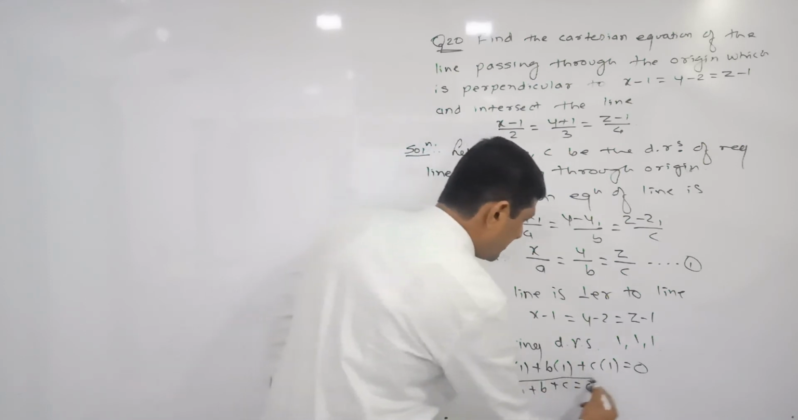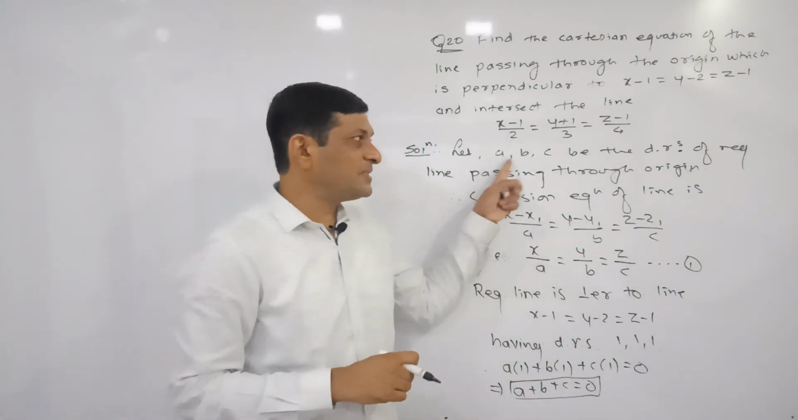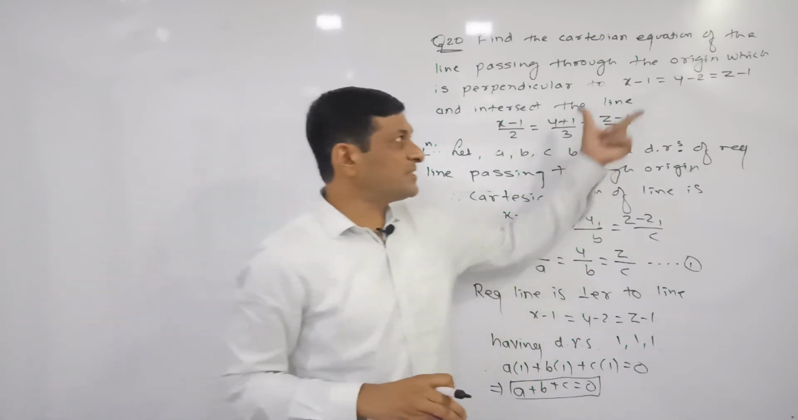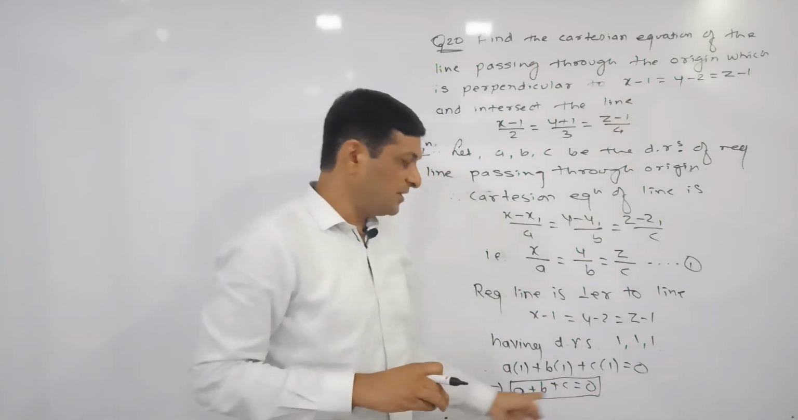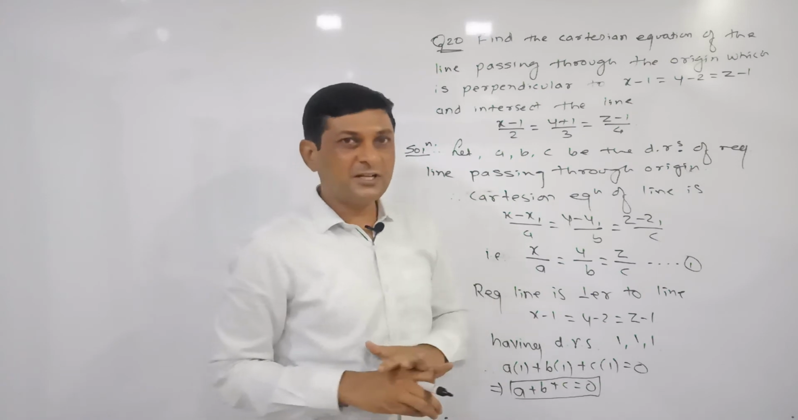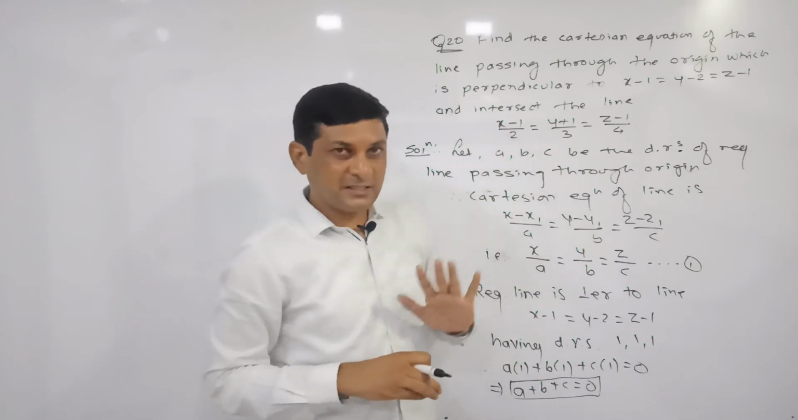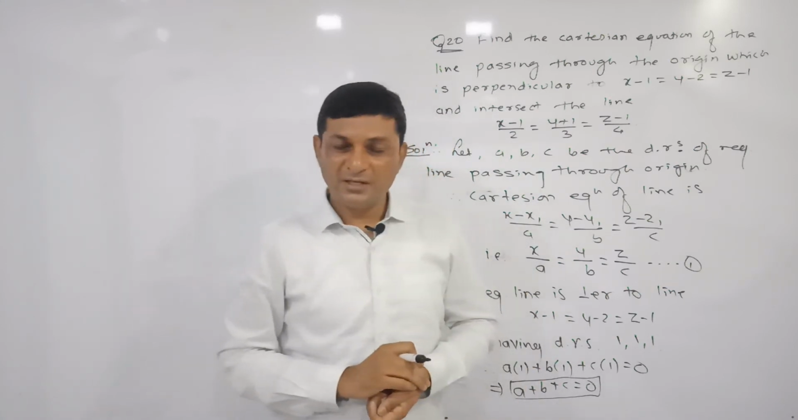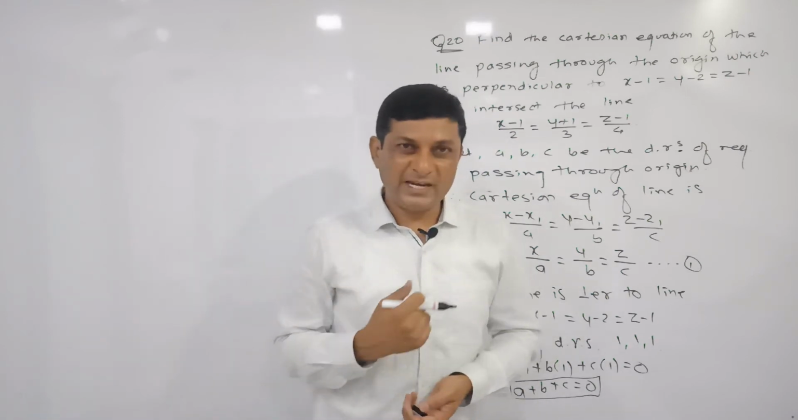In this way we have got one equation in terms of A, B, C, where A, B, C are the direction ratios of the required line. So using the first condition, that the line is perpendicular to this line, we have got one equation in terms of A, B, C. Now we are trying to find another equation in terms of A, B, C using the second condition, that the required line intersects this line. We know that if two lines intersect, there is one condition for the lines to be intersecting, which we applied in one example.